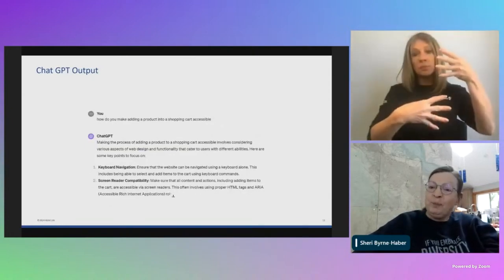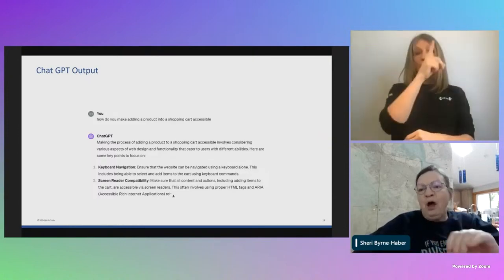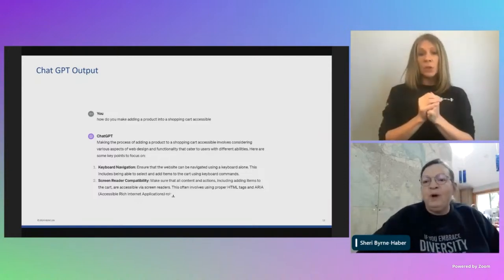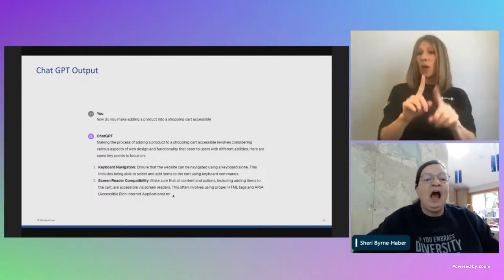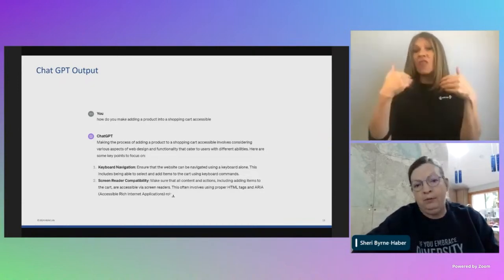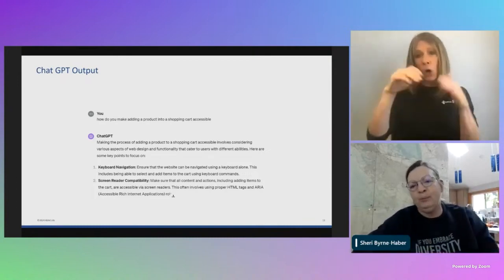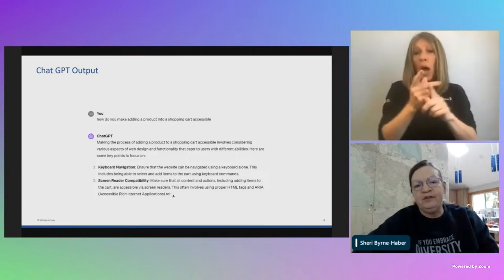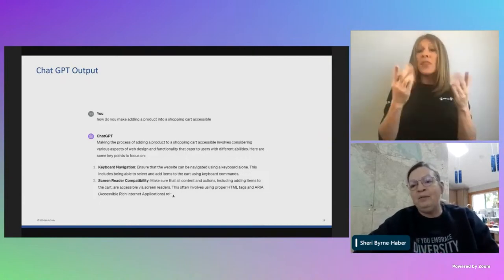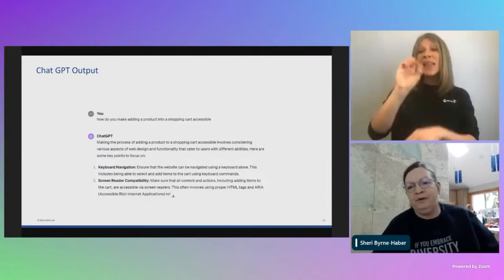Now, is this response perfect? No, because it was a very broad question. And you might want to ask the question a little bit differently, like, how do you make adding a product that has a coupon code into a shopping cart accessible? Or how do you delete a product from a shopping cart in an accessible manner? So one thing to understand about LLMs is the output can't be used without review.